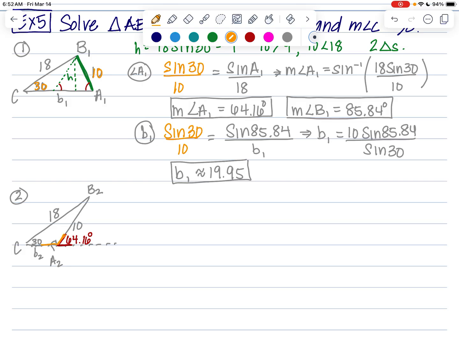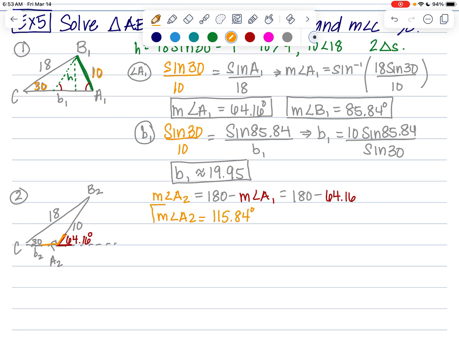So that means the measure of angle A2 is going to be equal to 180 minus the measure of angle A1, which is 180 minus 64.16. So that means the measure of angle A2 is 115.84.